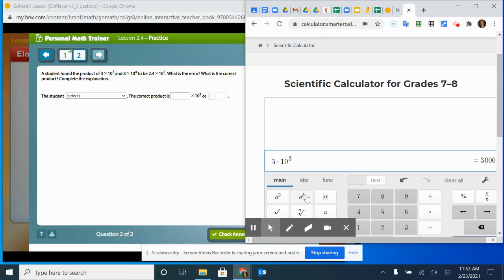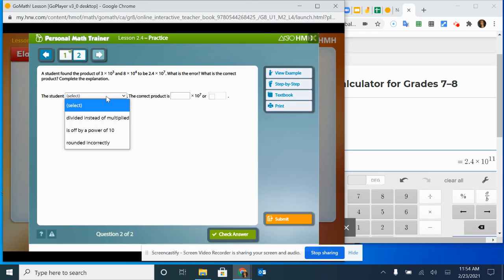And then times 8 times 10 to the seventh power. So what do I get? I get 2.4 times 10 to the 11th power. So it's not 7. What was the error? So the student, how did they get 7? Divided instead of multiplied, is off by a power of 10, or rounded incorrectly. Well, the 2.4 is correct, so maybe just the power is off.